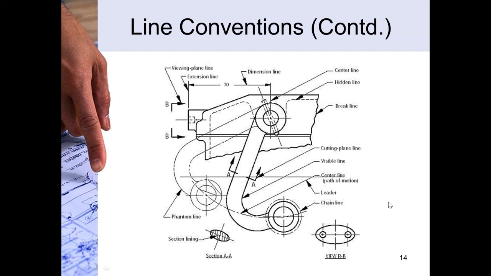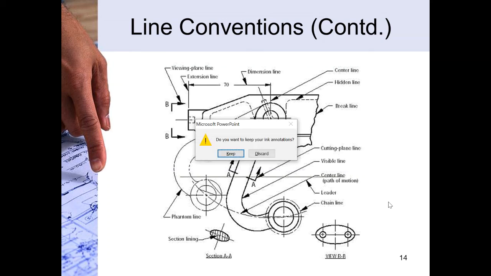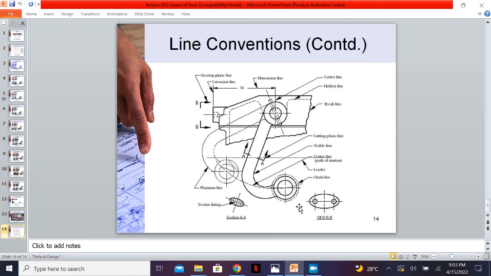Now we have the line conventions, and this is an example. Here almost every type of line is given, so this is basically a kind of home assignment that you have to look at all these lines. Here it is indicated which lines are extension lines, which are dimension lines, the central line, the hidden lines and the break lines. So you have to understand that this is a proper engineering drawing, and you have to understand how the lines are used in a drawing.